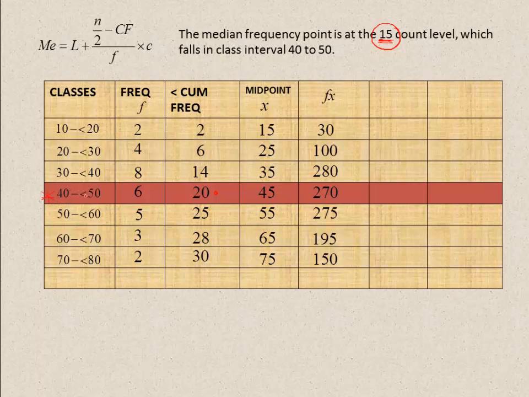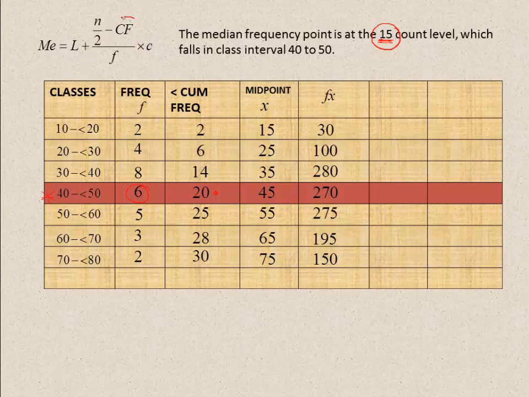Median class has a lower limit, has an upper limit. Now watch this, guys. The lower limit is 40. Agreed. My sample size is 30. Forget about this. Let's go to this frequency. This is the frequency of that class. What is the frequency of this class? The frequency of this class is 6. Happy. This C is the class width. What's the class width? 10. It has been given to us.